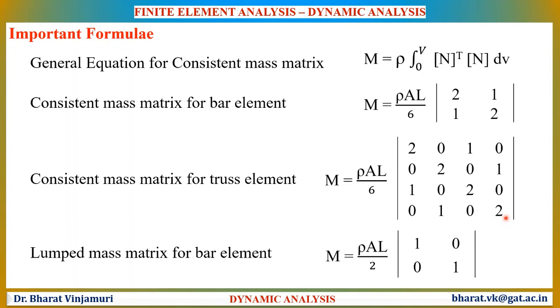Also, the lumped mass matrix for a bar element is given by the following equation: M is equal to rho A L by 2 multiplied by the identity matrix. Thus, it is said that using the lumped mass matrix during calculations will be easy, but using the same lumped mass matrix will end up in inaccurate results.